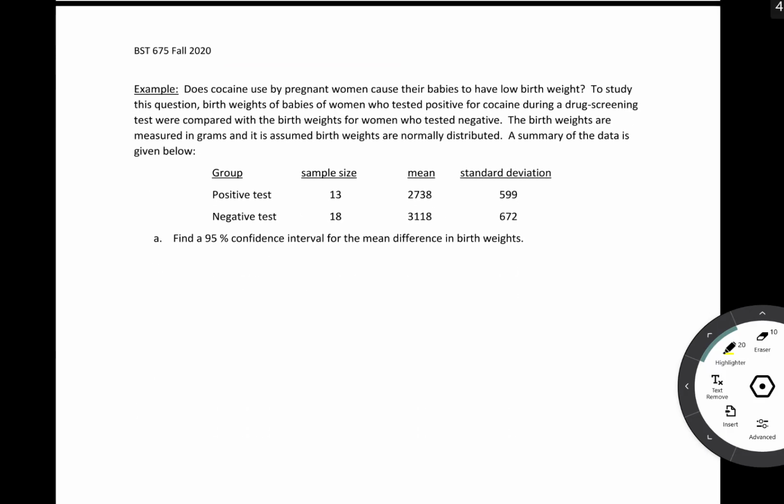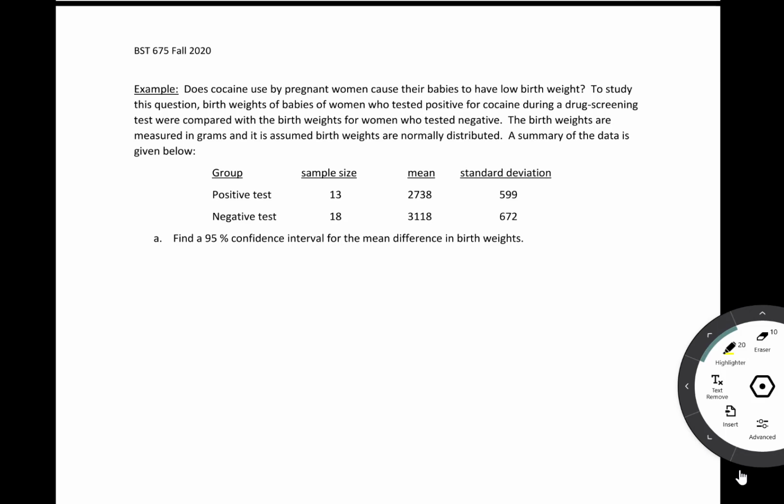So again, we can look at another example. So our example says, does cocaine use by pregnant women cause their babies to have low birth weights? To study this question, birth weights of babies of women who tested positive for cocaine during a drug screening test were compared with the birth weights for women who tested negative. The birth weights are measured in grams, and it's assumed birth weights are normally distributed, and here we have a summary given below.